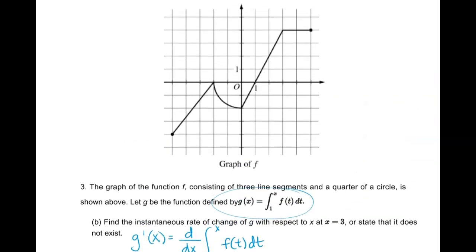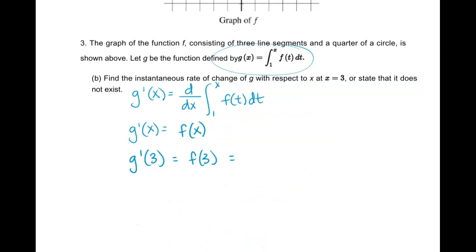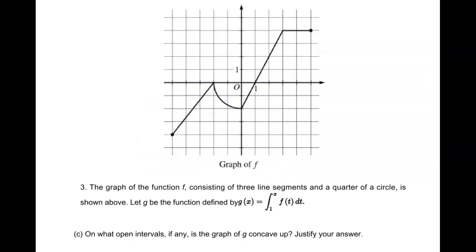Well, f of 3 is right here, so f of 3 is just 4. So then the instantaneous rate of change of g with respect to x at x equals 3 is 4. Part C, on what open intervals, if any, is the graph of g concave up?